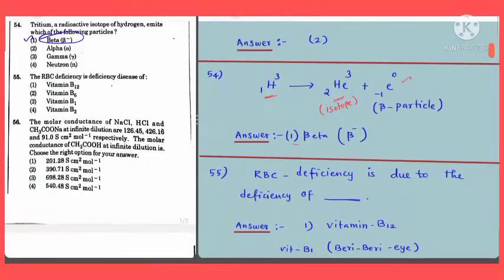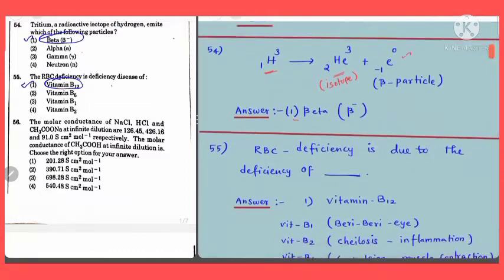Deficiency of red blood cells, RBC deficiency, is a deficiency disease caused by the deficiency of which of the following vitamins? So the answer is vitamin B12. The right answer is option A, vitamin B12.